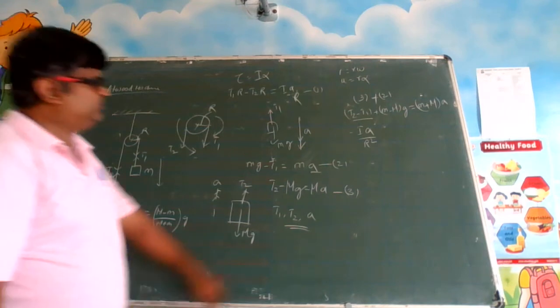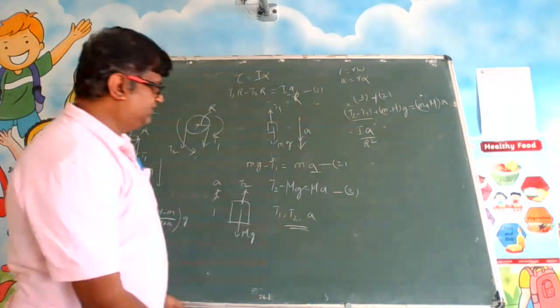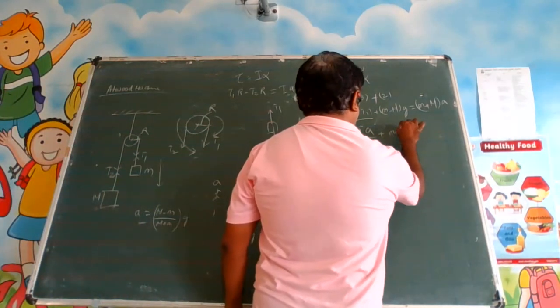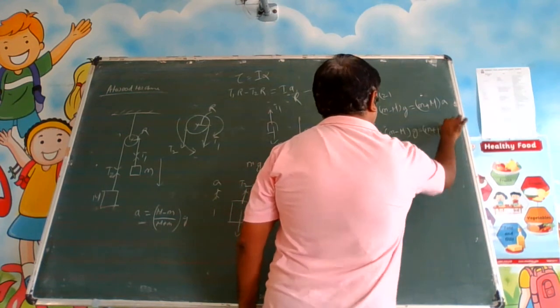Correct? Take care of the minus. There is a minus here. This is T1 minus T2. This is T2 minus T1. That is what we have got from the equation. Plus (M minus m) into g is equal to (M plus m) into a.